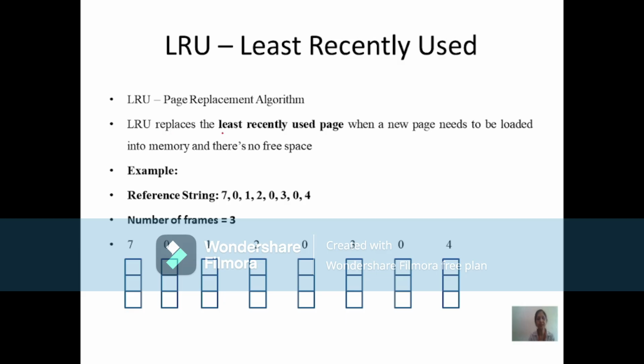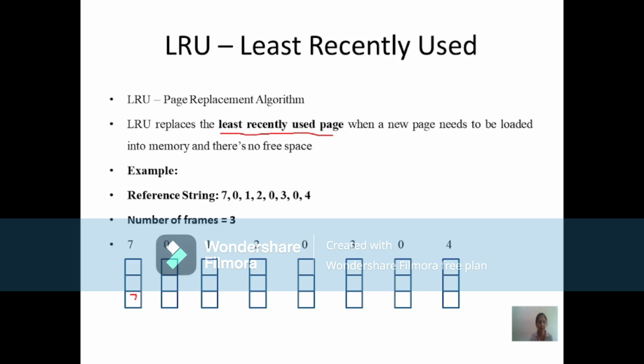LRU replaces the least recently used page when a new page needs to be loaded into the memory and there is no free space. So let us have an example. We have a reference string of 7 0 1 2 0 3 0 4 and the number of frames is 3. Okay, so let's write the string again.